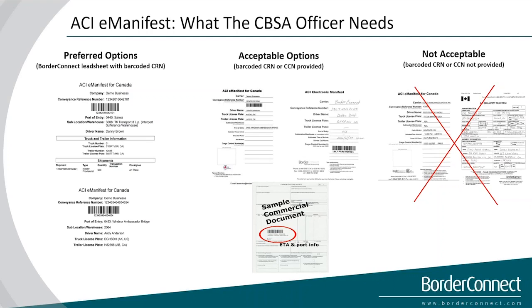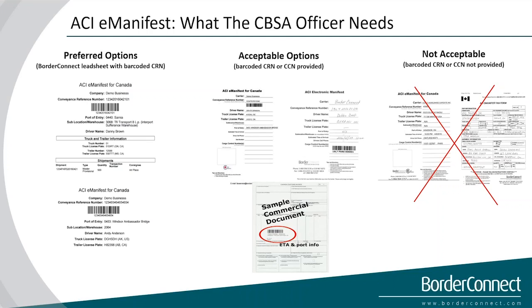That is also acceptable. Or if you don't have any of those and you're stuck in a pickle and all you have is your invoice with a PAR sticker on it, that is still acceptable by CBSA. However, the preferred options and for the most seamless border crossing you can have is by using the BorderConnect lead sheets. They have the barcoded conveyance reference number on them. And this is essentially if you ask for a fax back using the fax back field on the e-manifest fax forms, these two options are going to be what you'll get.